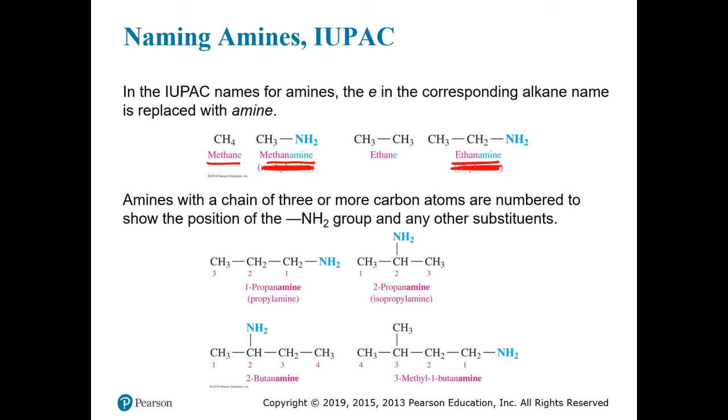When you have 3 or more carbon atoms with an NH2 attached, then you need a number to indicate the position of the amino group. So in this case, we have a propane chain with the amine attached to the first carbon, so it's 1-propanamine. Here it's attached to the second carbon, and so it's 2-propanamine.